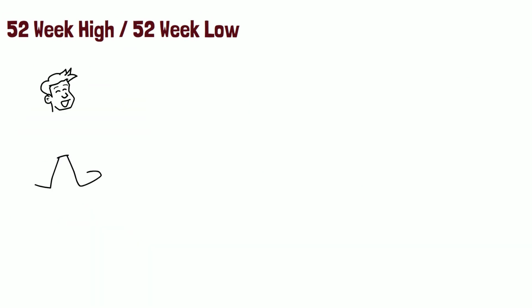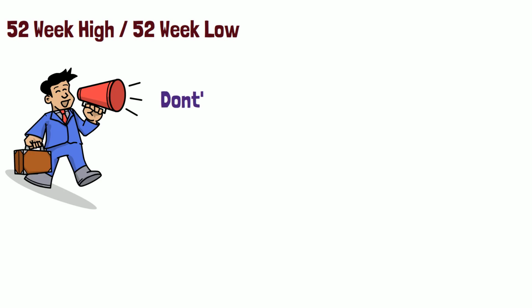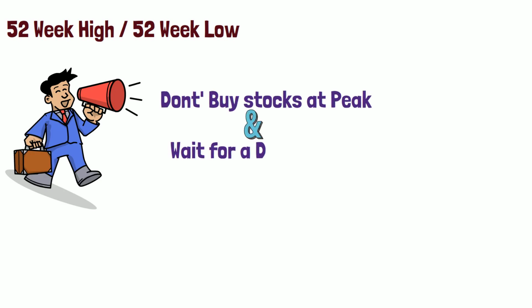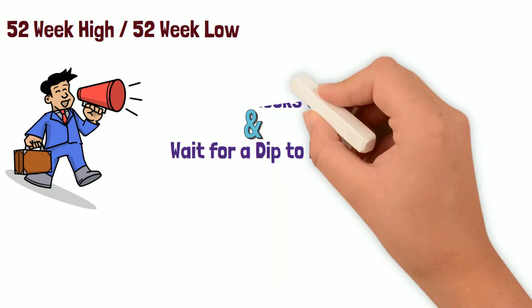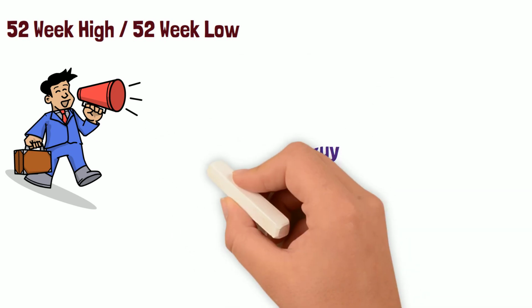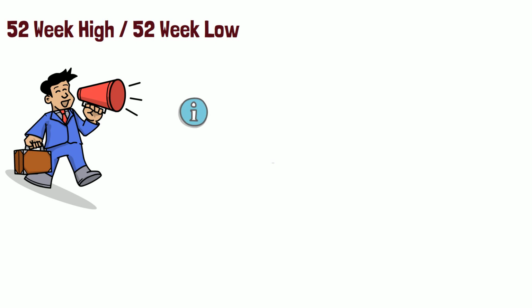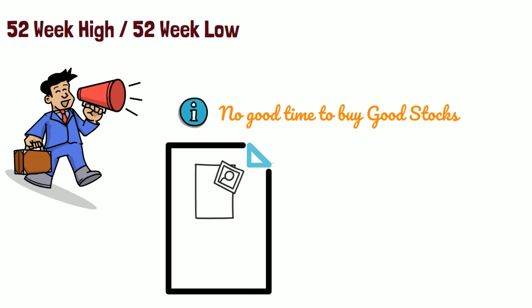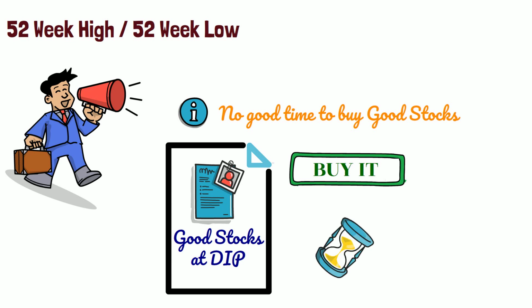We have heard people saying they don't buy stocks when it is at peak price and they wait for a dip to buy stocks. You don't actually need to wait for a dip to buy stocks. There is nothing like a good time to buy good stocks. If you find some good stocks at dips, that is well and good. Just buy those. But don't wait for a dip for buying a good stock.